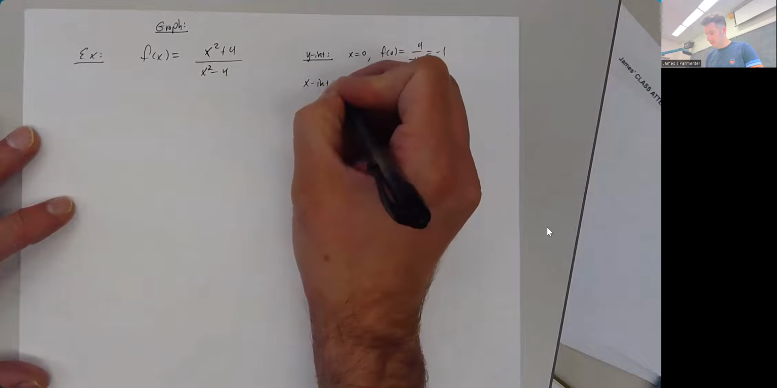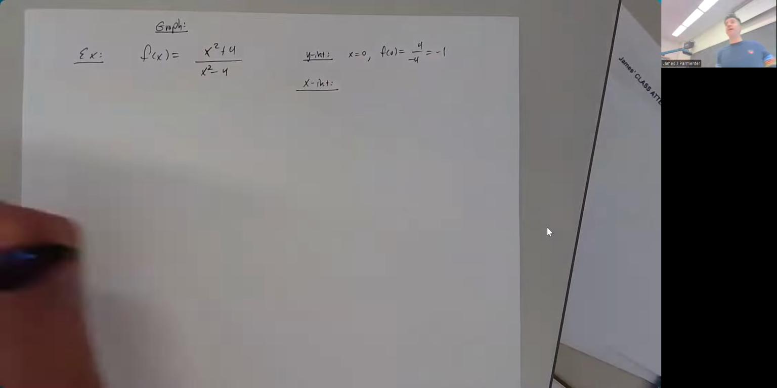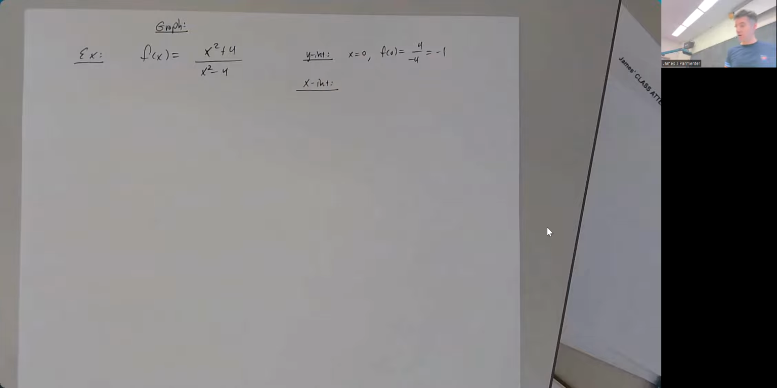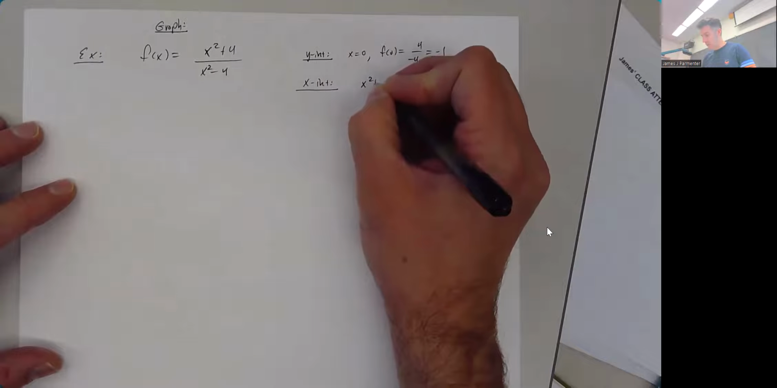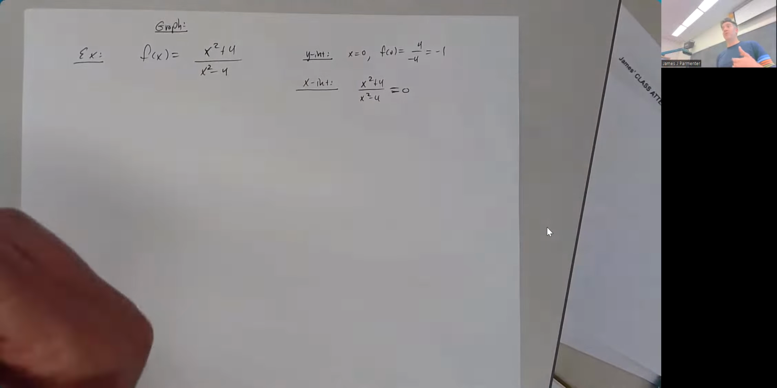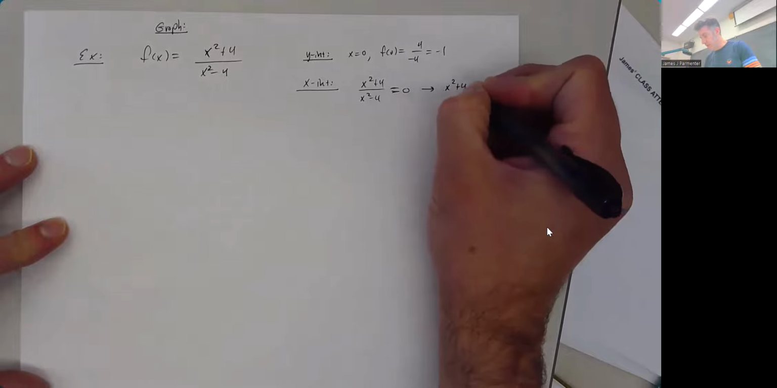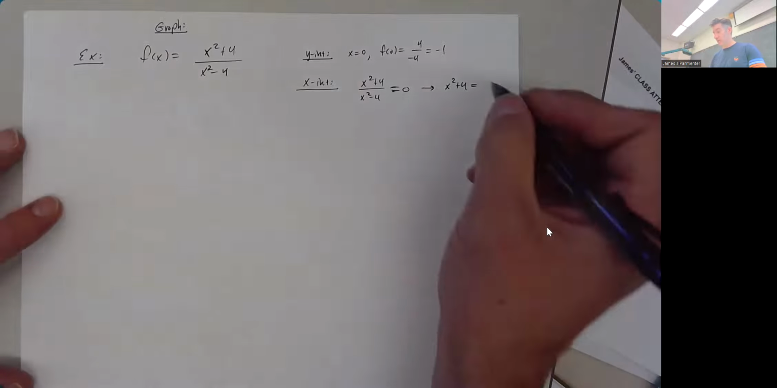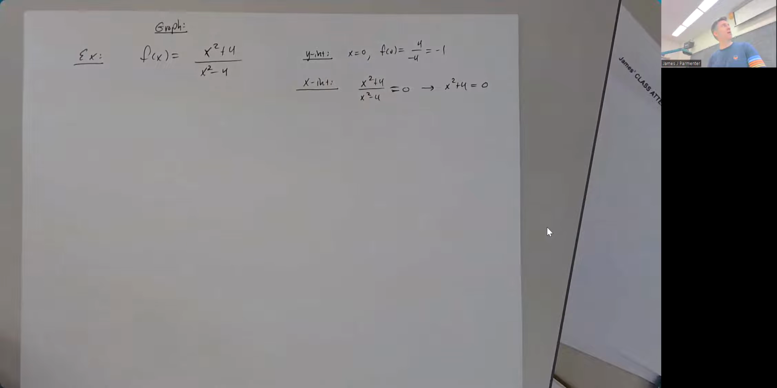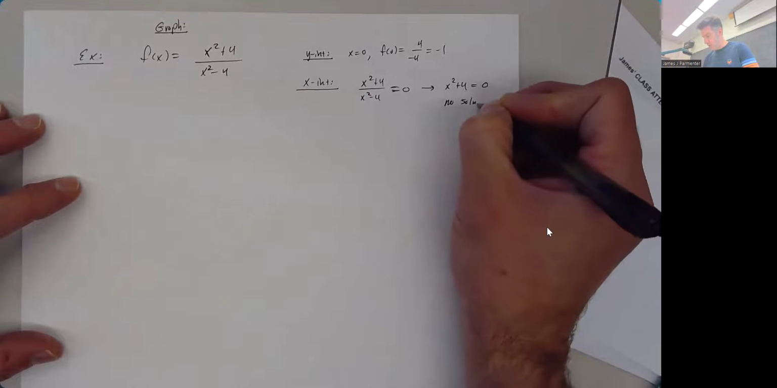X-intercepts. For rational functions, or for anything fractional, really, to find the x-intercepts, you're really just going to set the top equal to 0. So you could start by setting x squared plus 4 over x squared minus 4 equal to 0. But then your first step should be to multiply both sides by the denominator. If you do that, you're left with x squared plus 4 on the top, and 0 times anything is still 0 on the right. And then x squared plus 4 equal to 0 doesn't have any solutions, because x squared would have to equal negative 4, and that doesn't have any real solutions. So no solutions means no x-intercepts.